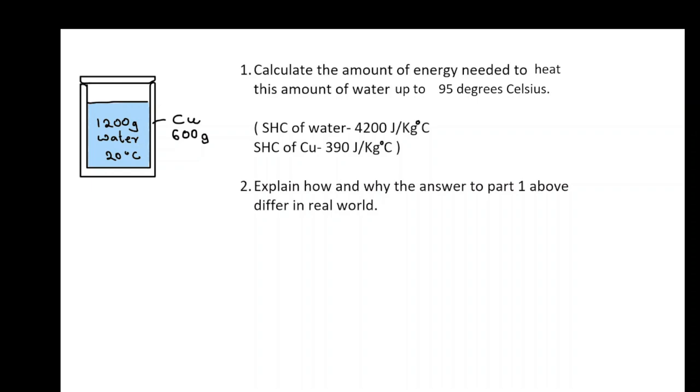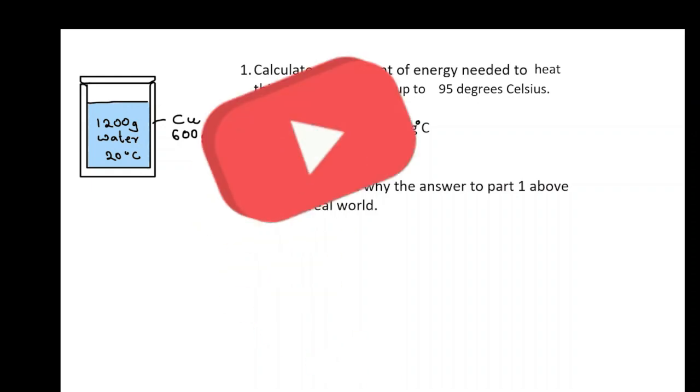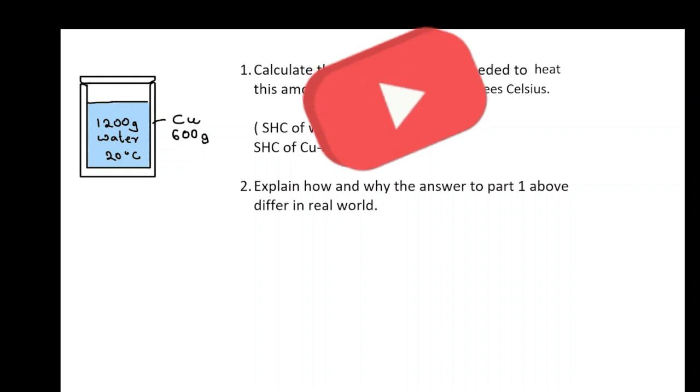Here's another GCSE exam style question on the energy topic. This one is connected to the topic specific heat capacity, and it is a slightly tricky question compared to the usual questions you get, but it's well within GCSE limits. So please pause the video and give it a try. When you are ready for the answer, press play and I will explain how it is done.